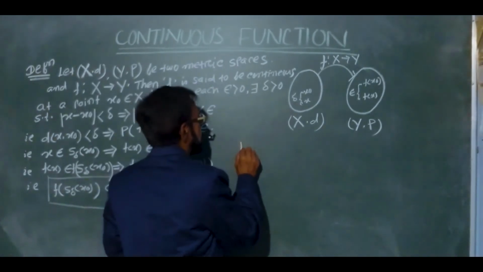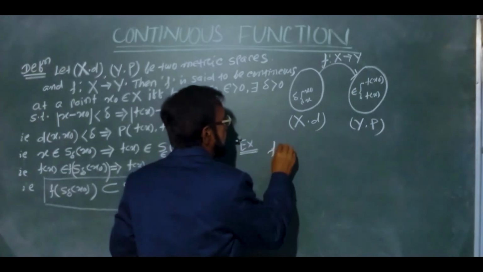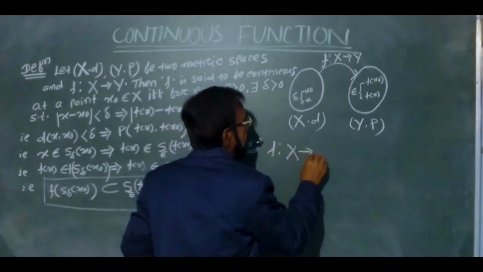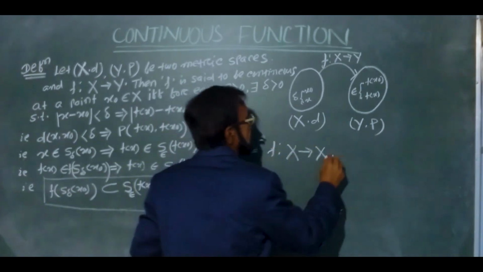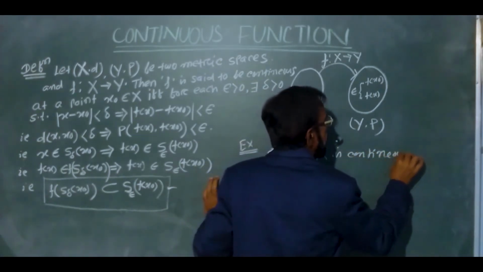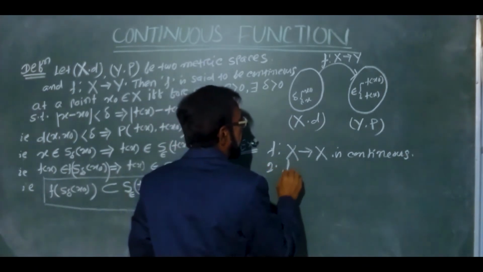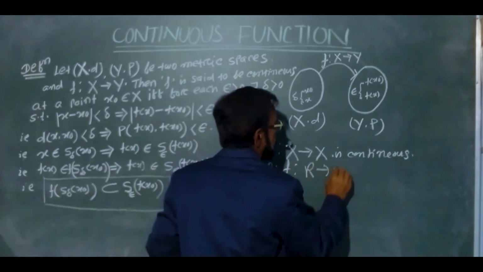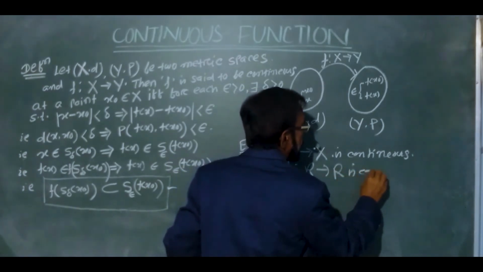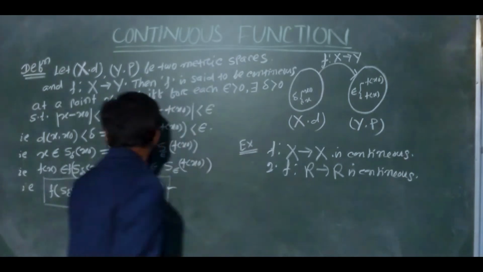The examples: the identity function, f is a function from X to X. The identity function is continuous. Similarly, the constant function f from R to R is also continuous. You remember only this formula.